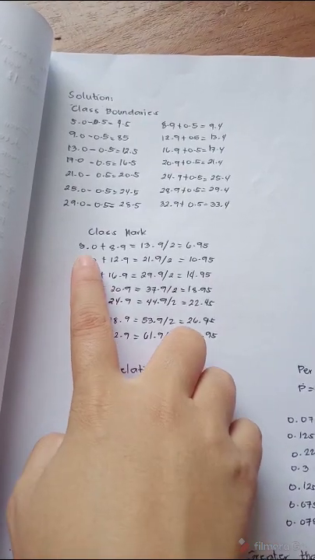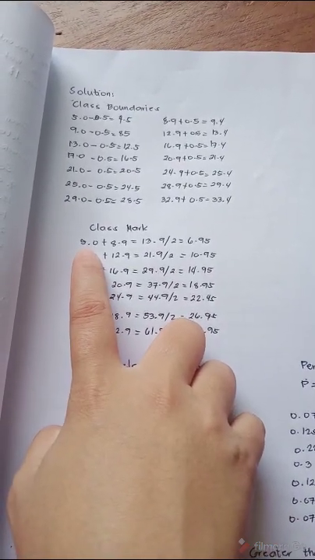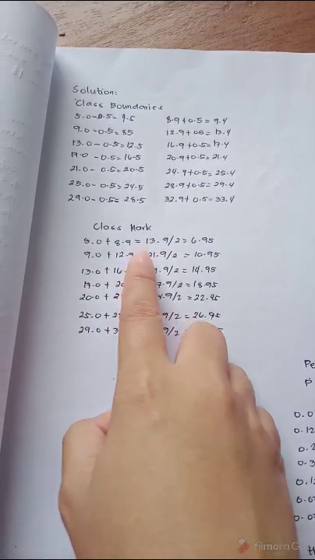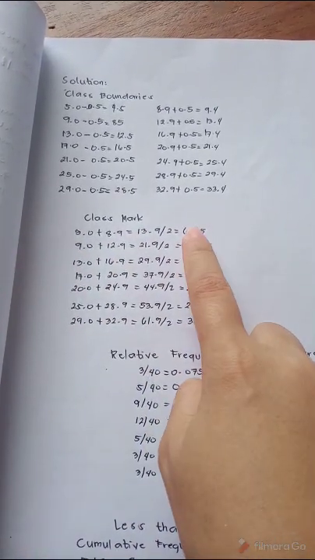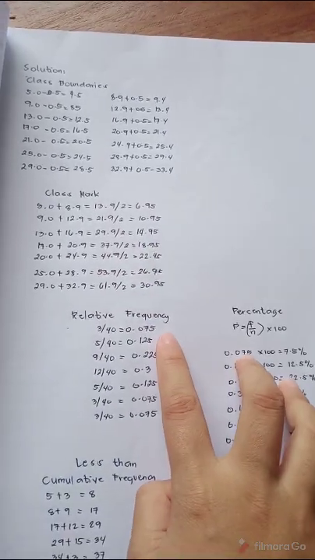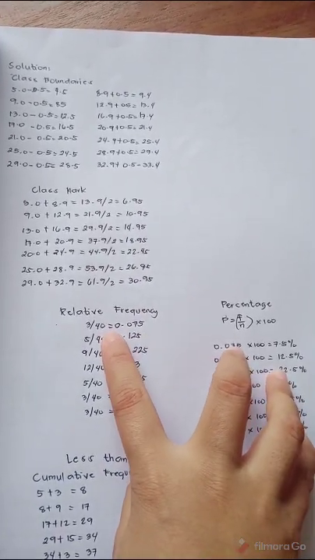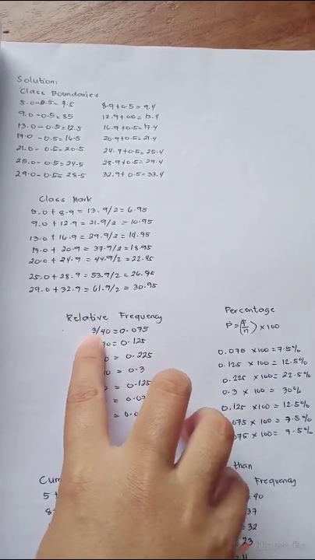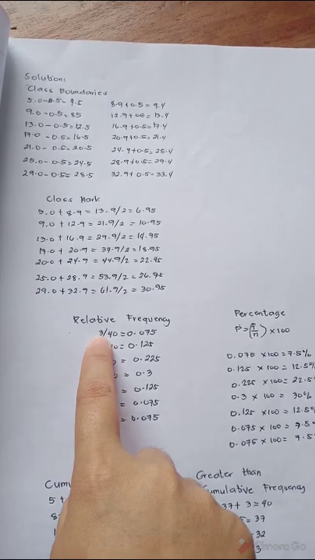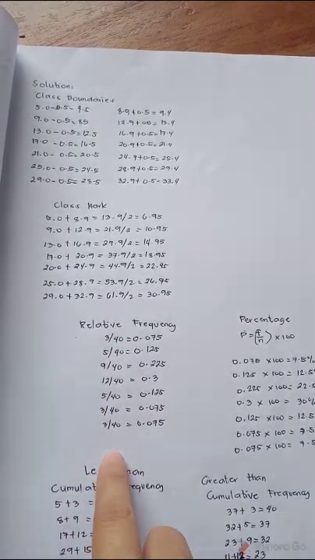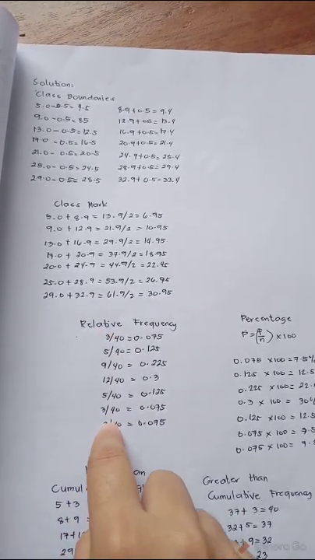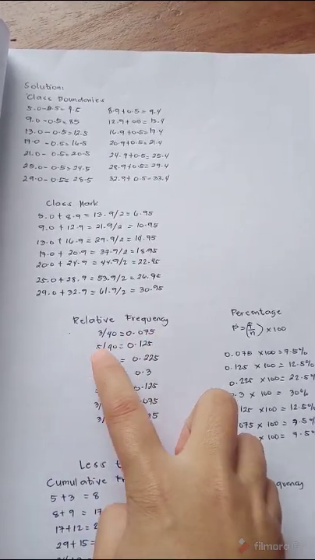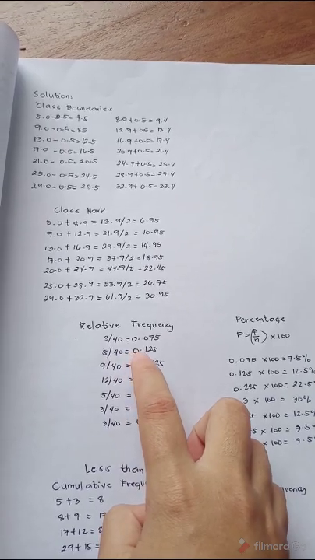For the class mark, it is lower limit plus upper limit divided by 2. This is my answer for the class mark. For the relative frequency, 3 divided by 40, where 3 is the frequency in the class interval and 40 is the overall frequency. So 3 divided by 40 is equal to 0.075. 5 divided by 40 is equal to 0.125.